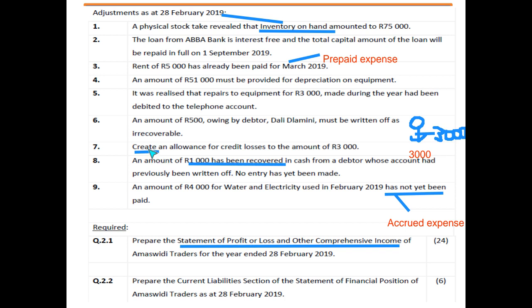But if they say adjust, it means there's an amount already in the balances. You must compare the amount that you had from the balances with the amount that they say you must have. Does that make sense? So don't waste time in the exam. The minute you see create, just know that adjustment is going to be an expense, because creation means from zero.